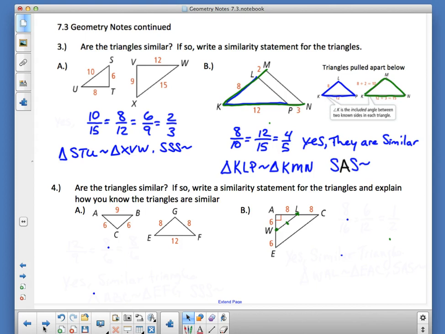Now look those two over as you're writing them down, and it's now your turn. You guys are doing problem 4. You guys have problem 4 to get done.